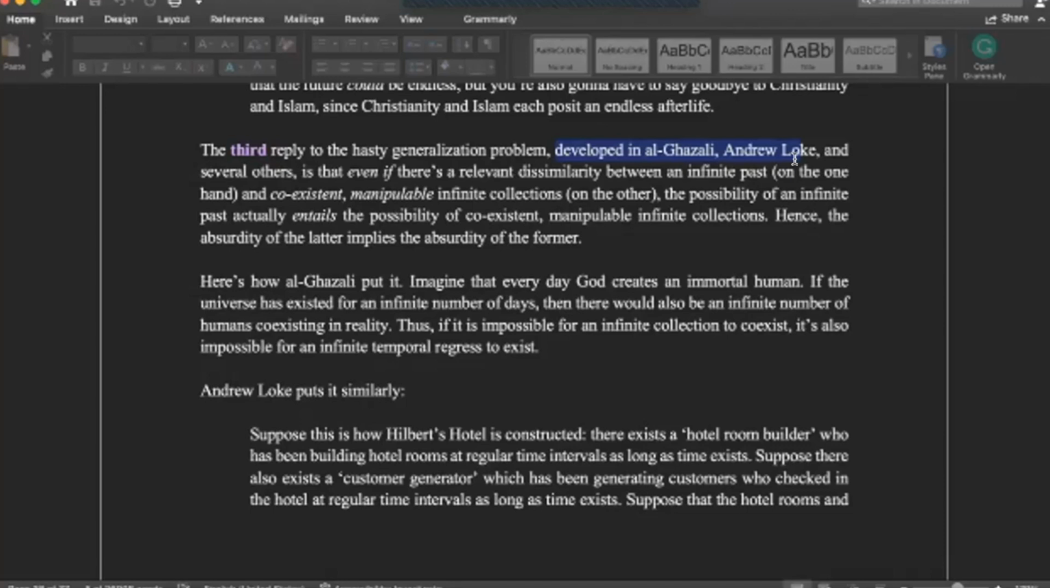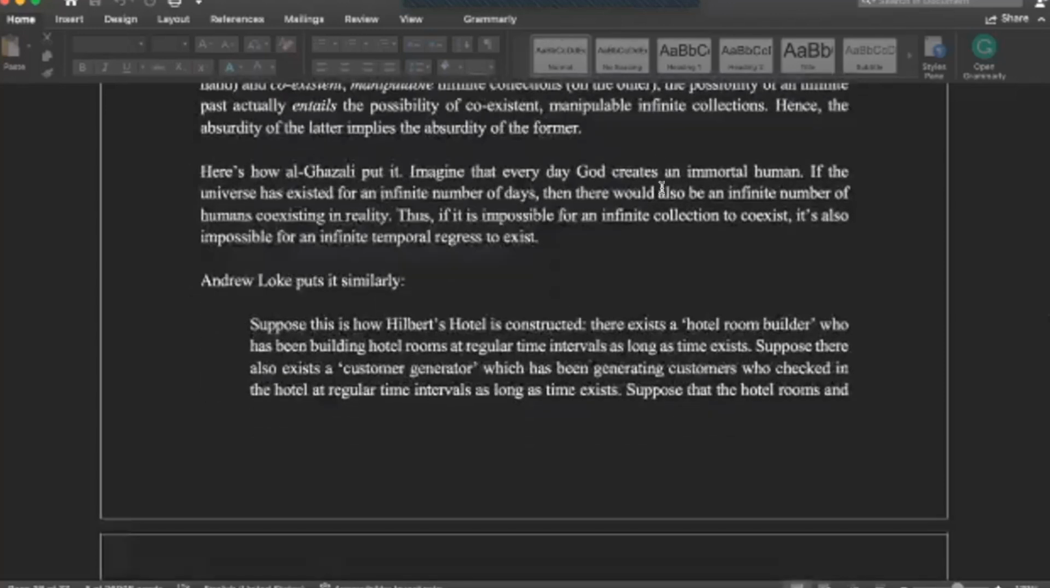Here's how Al-Ghazali put it. Imagine that every day God creates an immortal human. If the universe has existed for an infinite number of days, then there would also be an infinite number of humans coexisting in reality. Thus, if it's impossible for an infinite collection to coexist, it's also impossible for an infinite temporal regress to exist. Andrew Loke puts things similarly.